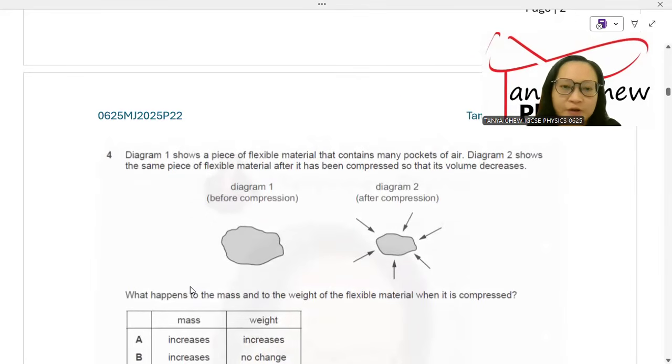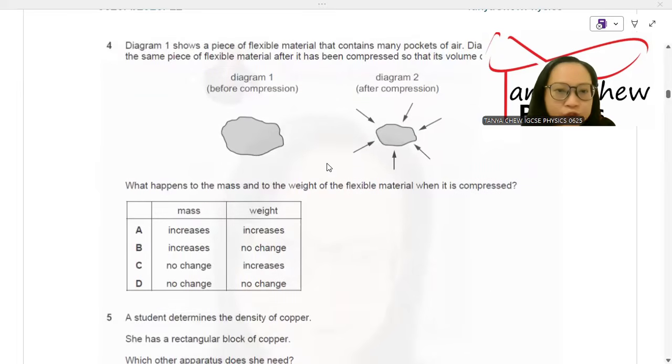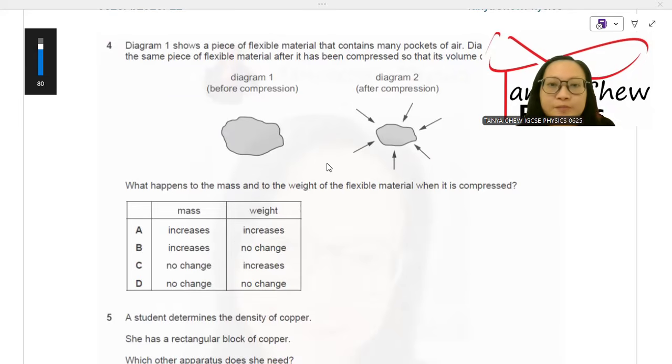The next one, number 4. Diagram 1 shows a piece of a flexible material that contains many pockets of air. Diagram 2 shows the same piece of the flexible material after it has been compressed, so that its volume decreases. What happens to the mass and to the weight of the flexible material when it is being compressed? After all, the difference between diagram 1 and diagram 2 is that diagram 1 is before the flexible material is being compressed. Diagram 2 represents the flexible material after being compressed.